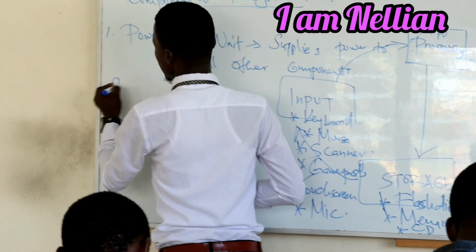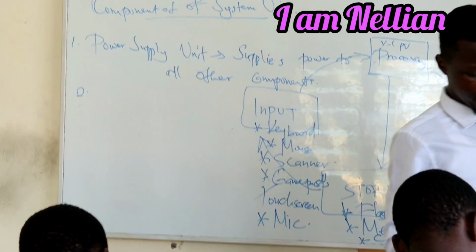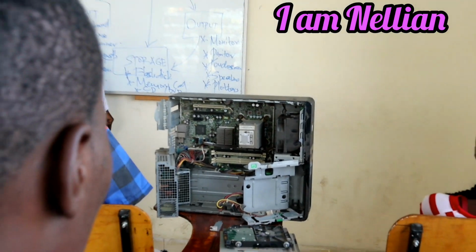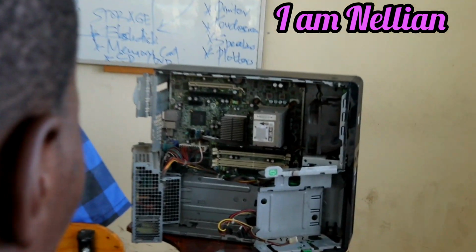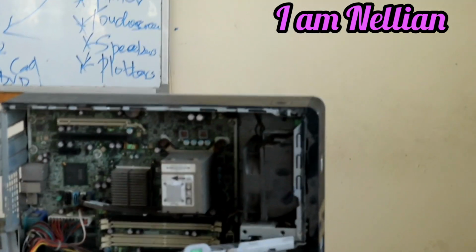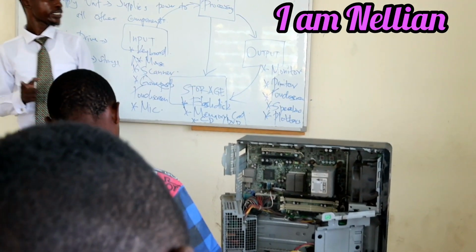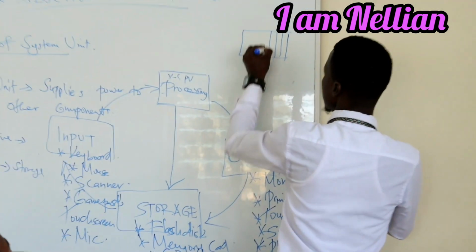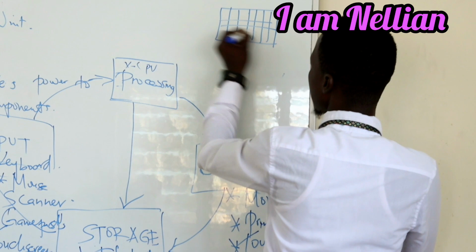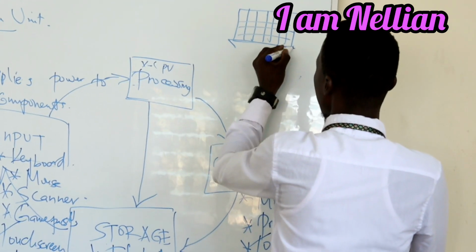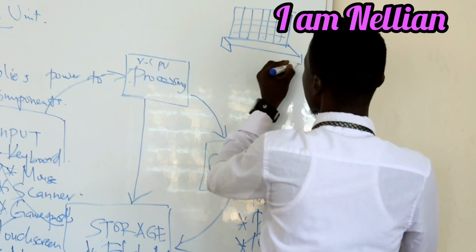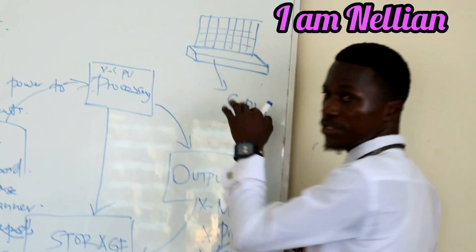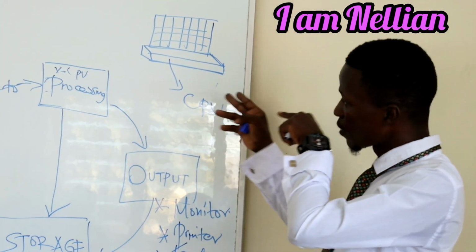Okay. Two, we have what's called a heat sink. Heat sink. Under the heat sink, we have a small square. So this is called the CPU, the central processing unit. It's just one of the components.